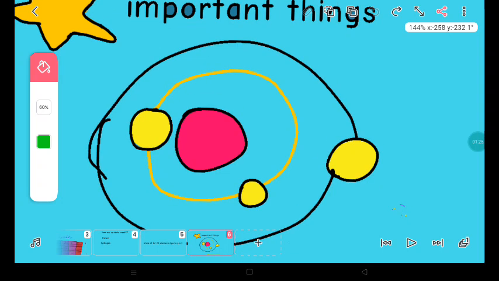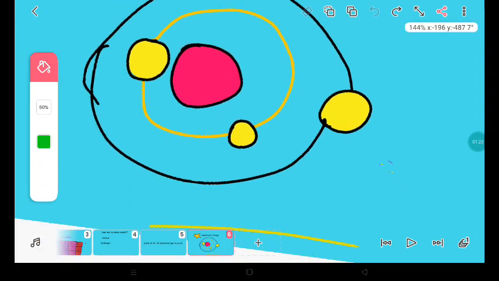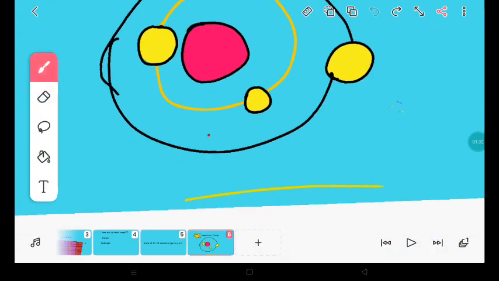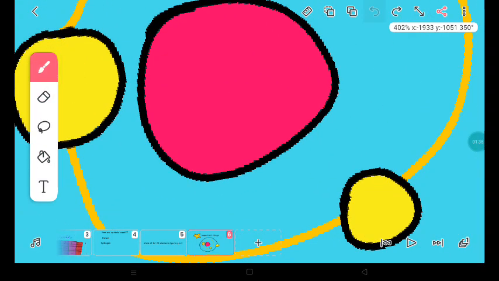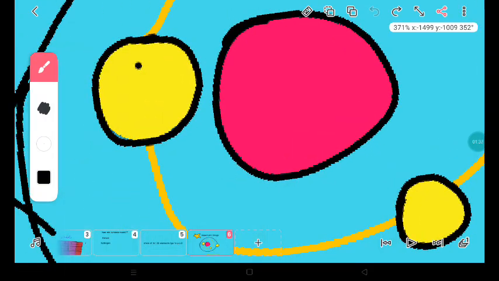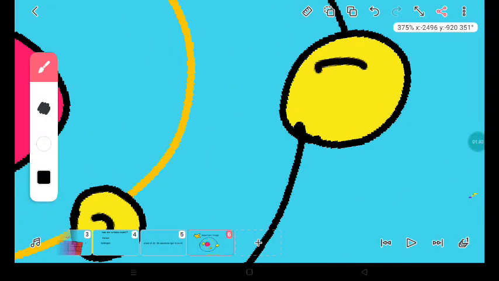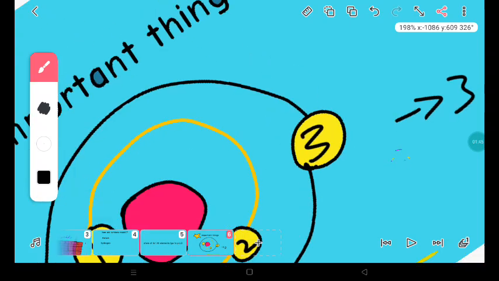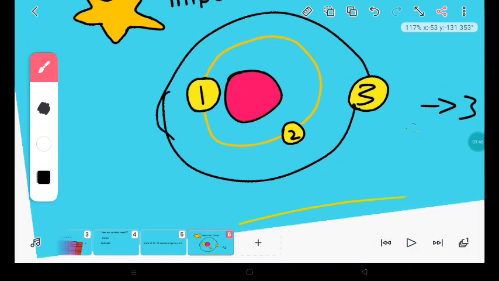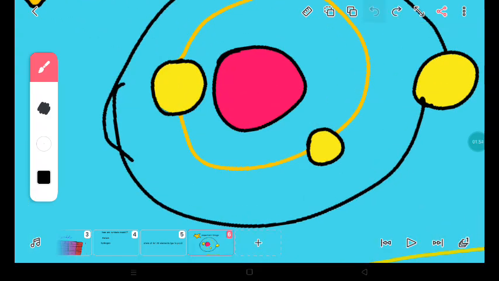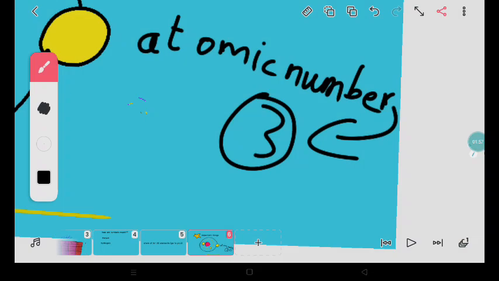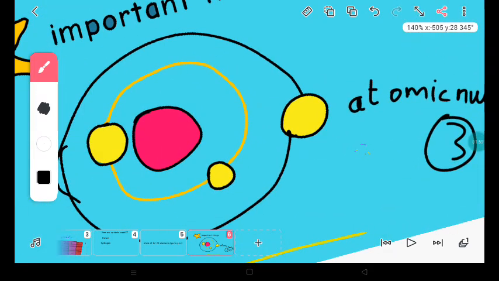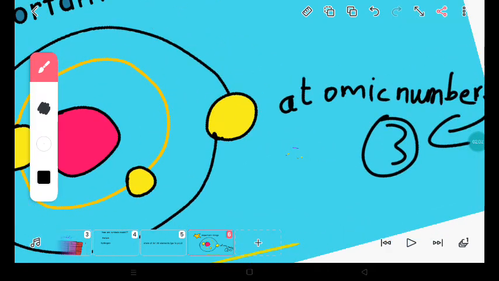Okay. First, we're gonna learn atomic number. Atomic number means just the number of electrons in an atom. So easy. For example, this atom has 1, 2, 3 electrons. So the atomic number of this atom is 3. Atomic number just means the number of electrons in this atom.